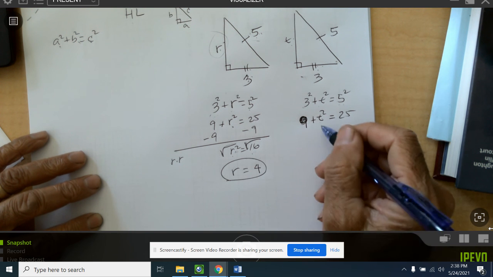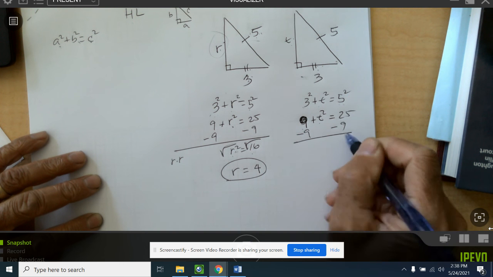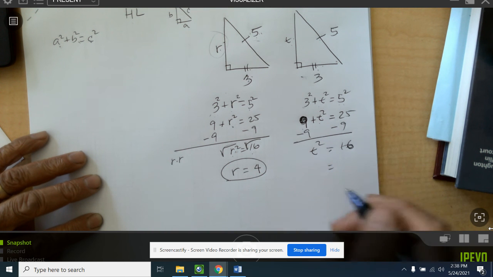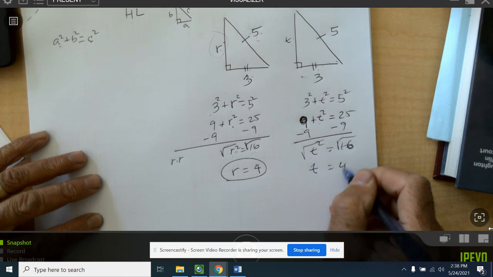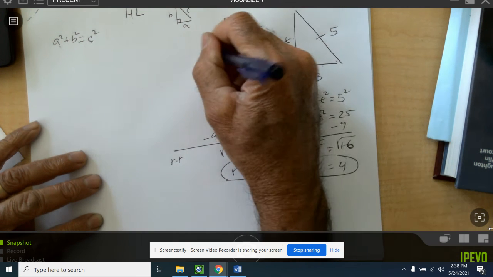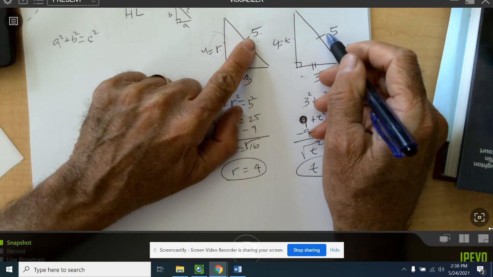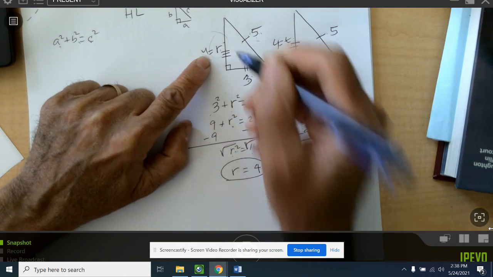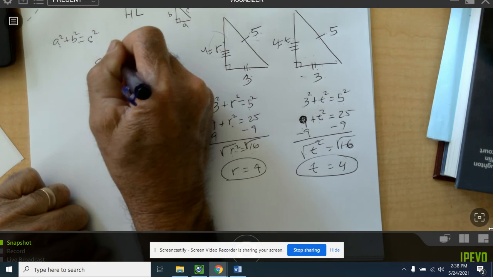Okay, here, same thing. Take away 9, T squared equals 16. T is also going to be 4. So what we end up with is a pair of sides that's congruent, a pair of sides that's congruent, and another pair of sides that's congruent. So this is the equivalent of side, side, side.